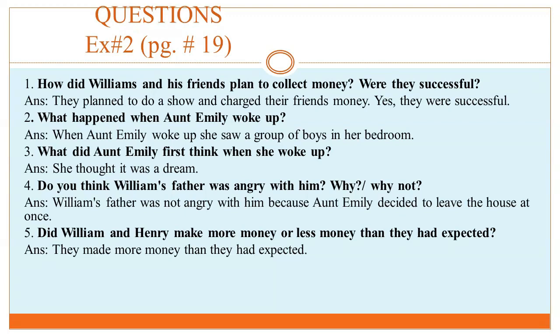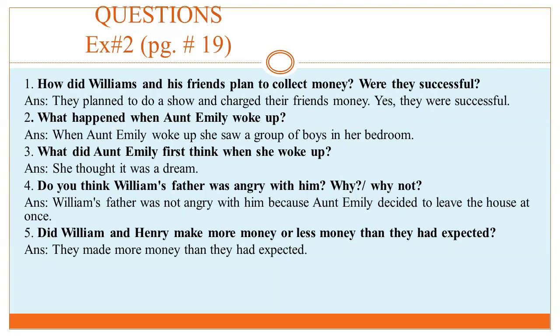Question number 1 is, how did William and his friends plan to collect money? Were they successful? This question has 2 parts. Number 1 is, how did William and his friends plan to collect money? And the answer to this question is, they planned to do a show and charge their friends money. Answer to part number 2 is, yes, they were successful. As you remember that they have earned more money than they had expected.